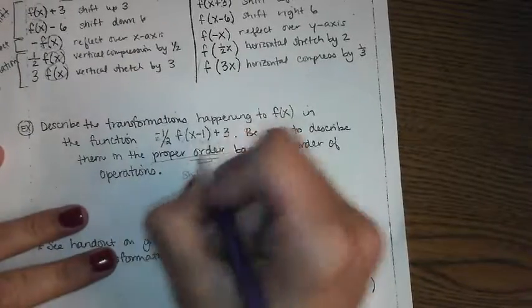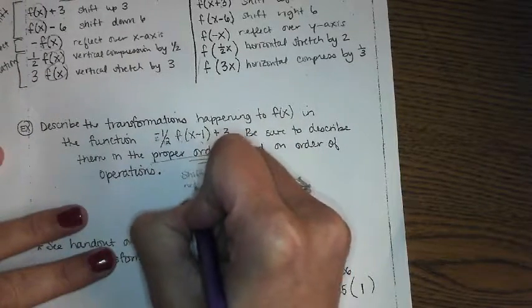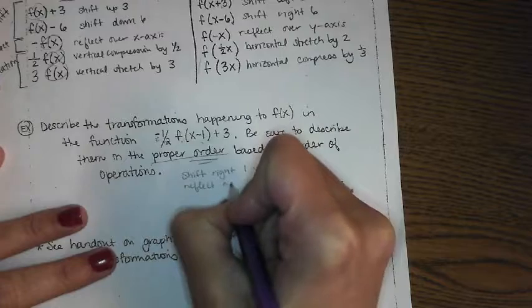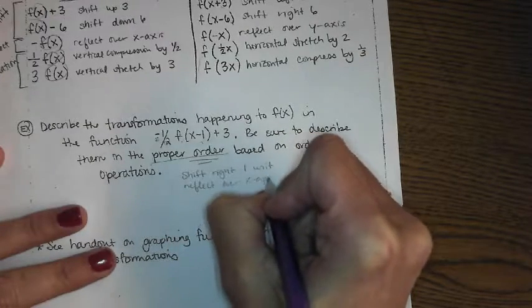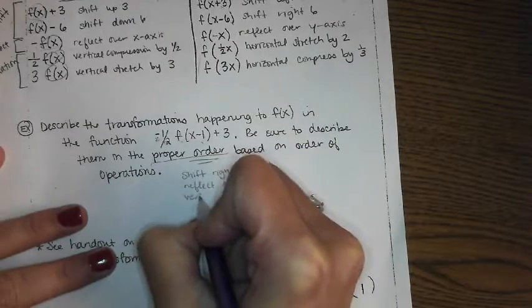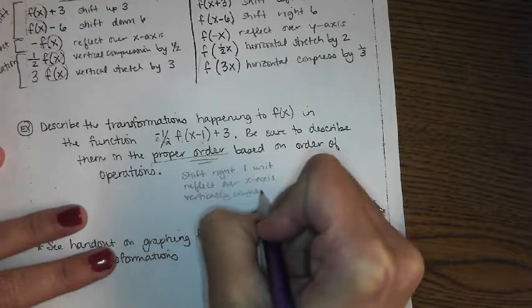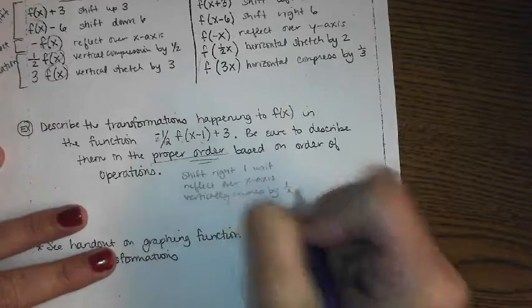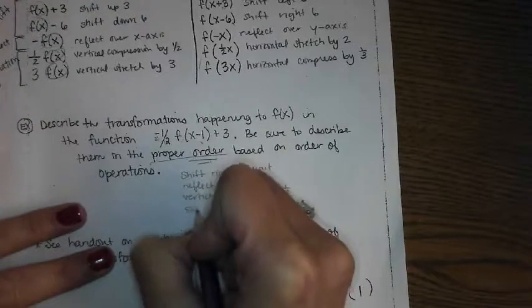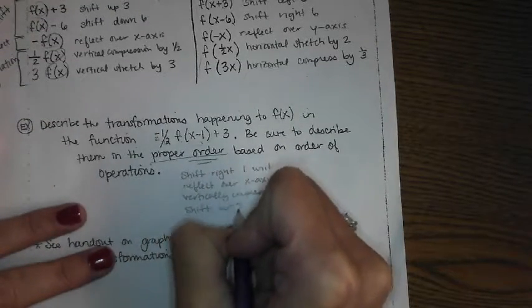We'll go with the reflection because that's what Maria said. Reflect over the x-axis, vertically compress by 1/2, and then shift up 3.